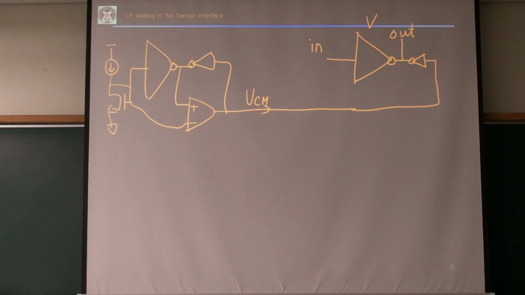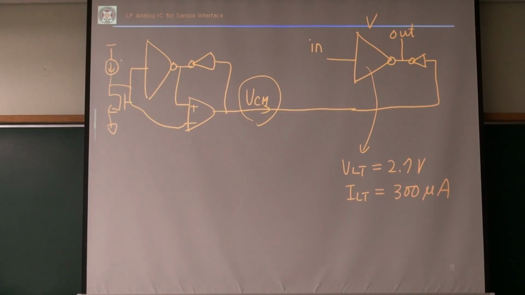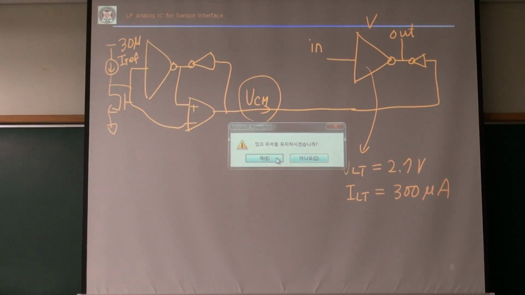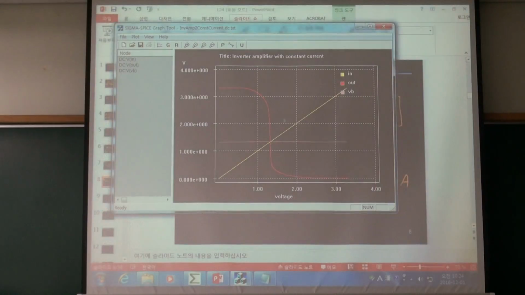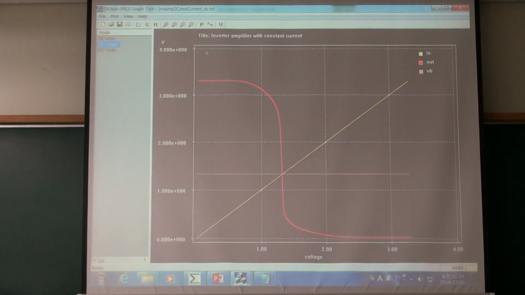So I just looked at it. Its logic threshold is around 2.7 or something, right? The current is around, I'm not sure exactly, 300 microamp or something like that, at the logic threshold. But this VCM will change that operating point, right? It depends on this IREP, right? This IREP is now 30 microamp, I remember, okay? So then, let's look at the simulation result again. So here's my logic threshold voltage. Well, this is much smaller, 1.3 volt, right?